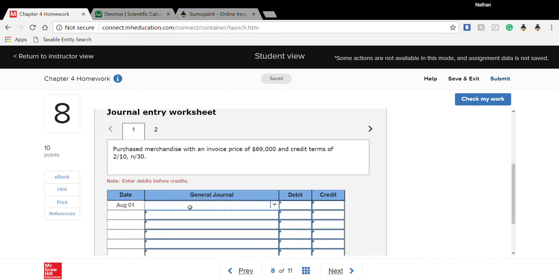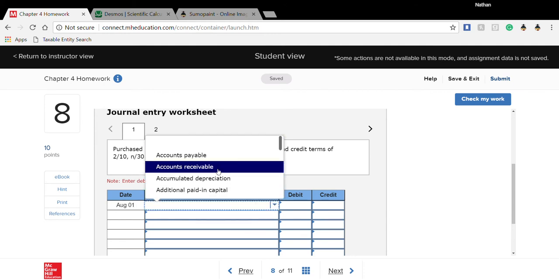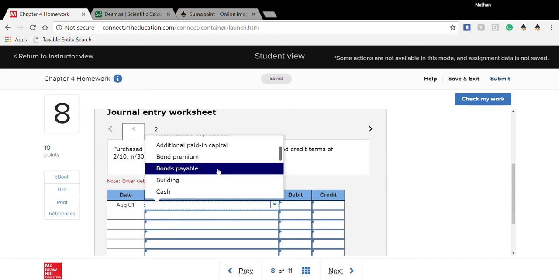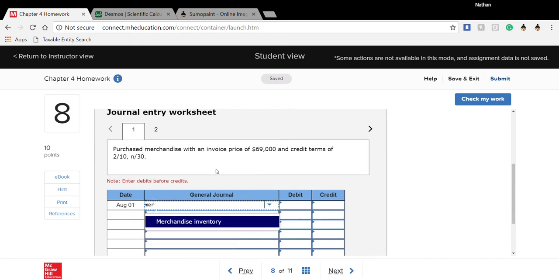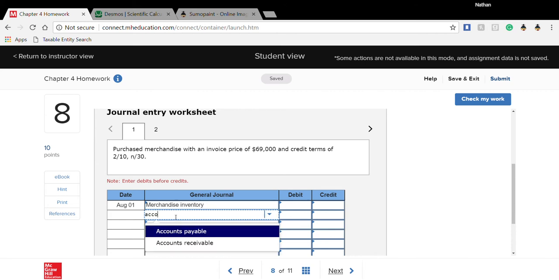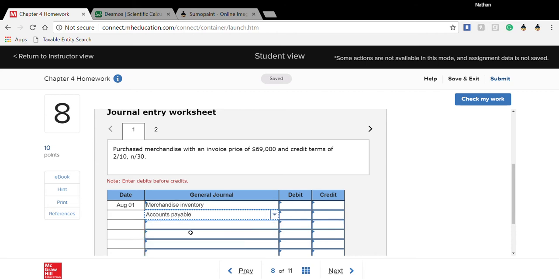We'll get the discount. So again, we're going to show our entry. We're the purchaser. So we receive merchandise inventory. We have it on credit. So that's going to be my payable, because I'm going to owe someone. Again, we don't have to do the calculations like before, so no mistakes right here. It's just going to be $69,000.